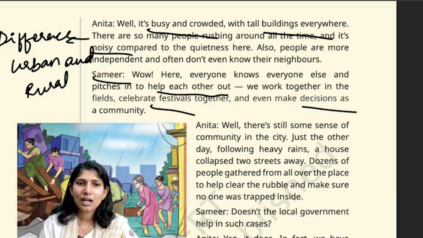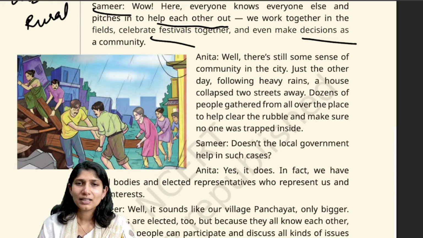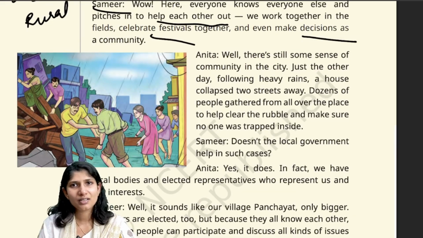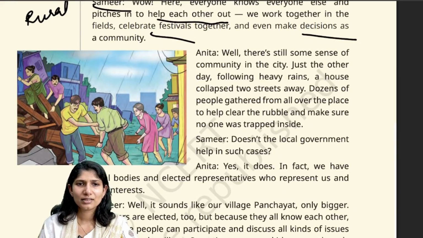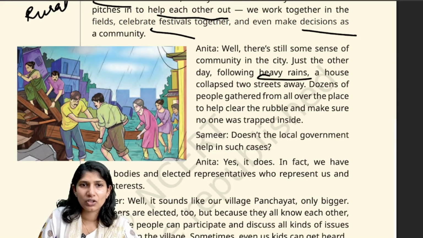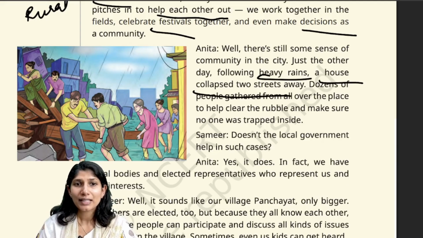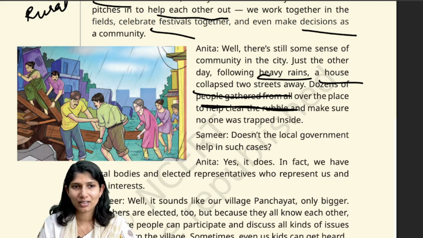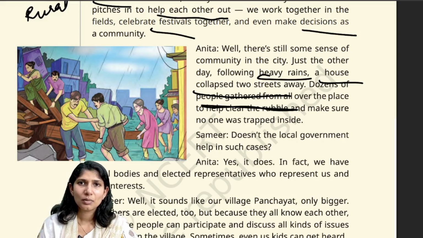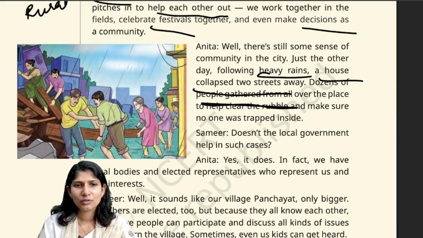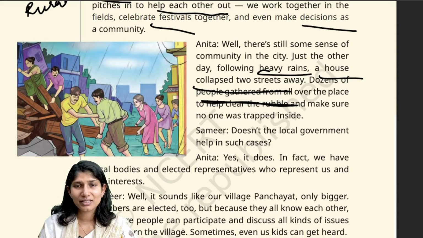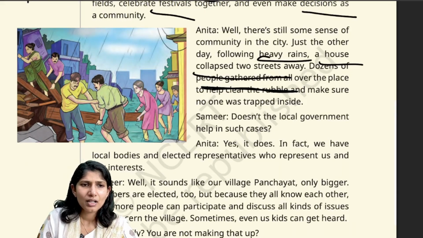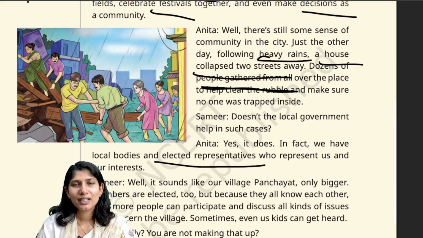Anita further says that there is still a sense of community in the city. How? For example, when there are heavy rains and houses collapse, lots of people gather all around and make sure that no one is trapped inside. Samir goes on to ask about the local government. Anita says yes, they help us. In fact, we have elected representatives to do this, the ward councillors, etc., whom ward members elect. They are there to represent the interest of the city only.